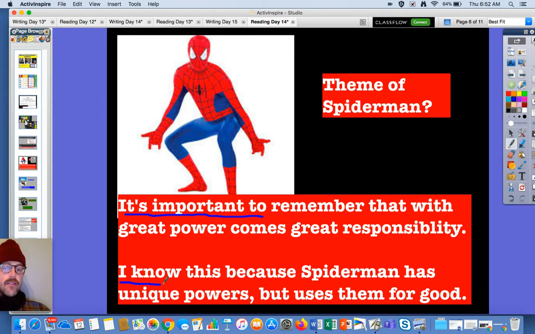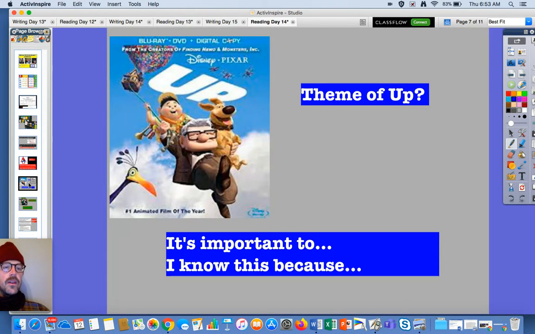And then I know this. So what is my evidence? How do I know that it's important to use restraint with power? I know this because Spider-Man has unique powers but uses them for good. So here's the theme. It's important to remember that with great power comes great responsibility. And then how do you know this? What proves it?